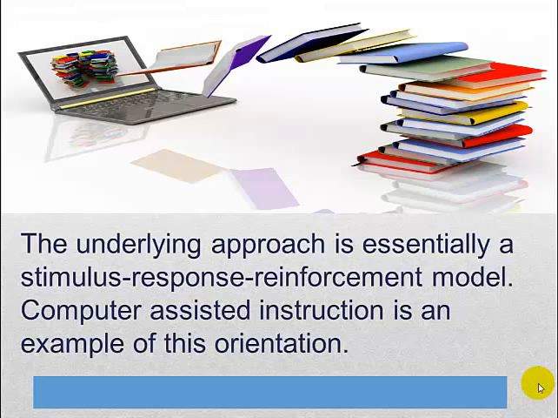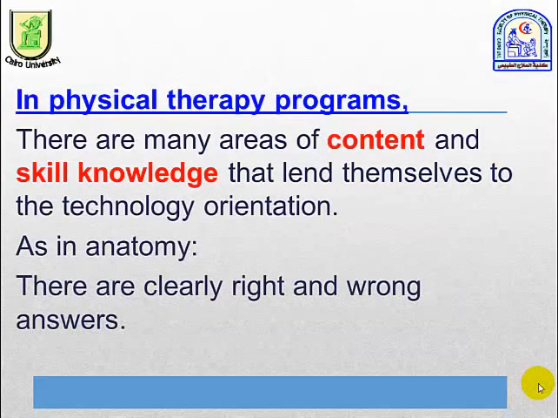What is an example of this? Computer assisted instruction is an example of this orientation. The answers are predetermined to be clearly right or wrong. The student receives immediate corrective feedback. Using computer assisted instruction, the student can repeat material until a certain proficiency level is attained.